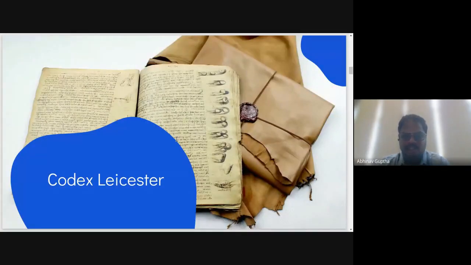Now I want you to see this particular book. The name of this book is Codex Leicester. What is so special about this book? This particular book is considered to be the costliest book ever on earth. And do you know who wrote it? Any guesses there? Okay, no problem. This book was written by Leonardo da Vinci, and it was bought by Bill Gates, and he paid $30 million in the year 1994.